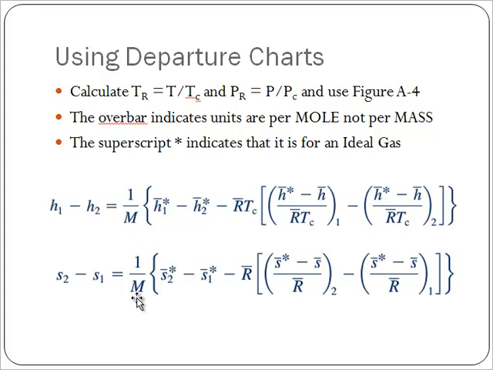For entropy, I do a very similar sort of thing. It looks pretty much the same, except it's divided by R, not RT. And remember, my change in entropy for an ideal gas is going to be the integral of C_P dT over T minus R times the natural log of P2 over P1. Okay, so this is an ideal gas calculation. This is an ideal gas calculation.